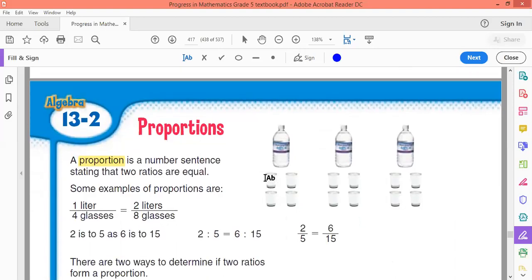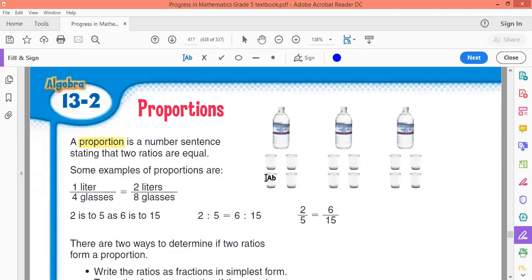Okay. Now it's 13.2, proportions. What is a proportion? A proportion is when there are two ratios and you compare them. When you compare them, it makes a proportion. A proportion is a number sentence stating that two ratios are equal.